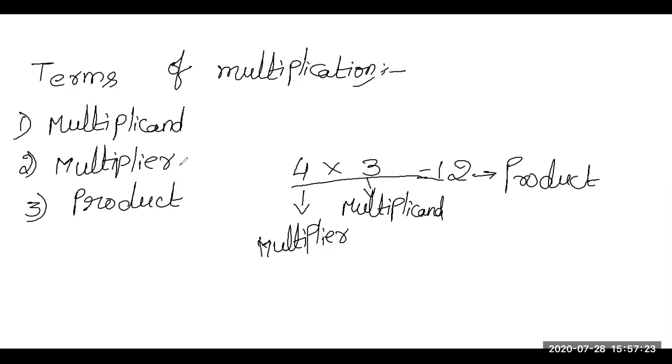So what is multiplier? The number by which we multiply is called multiplier. And multiplicand is the number to be multiplied. With what number you are going to do multiplication, that is called, sorry, here I have written it reversed. 4 is called multiplicand and 3 is called multiplier. And 12 is called product. The result of the multiplication is called product.